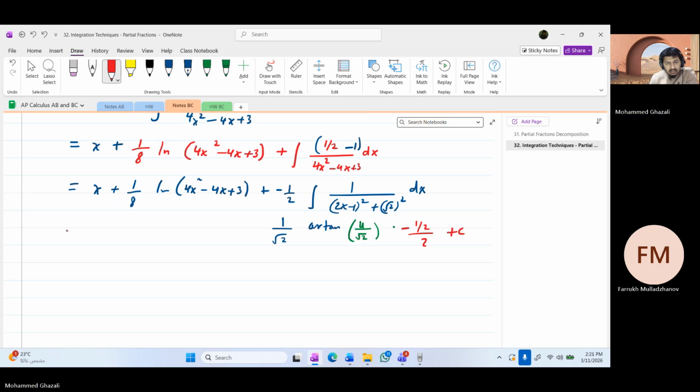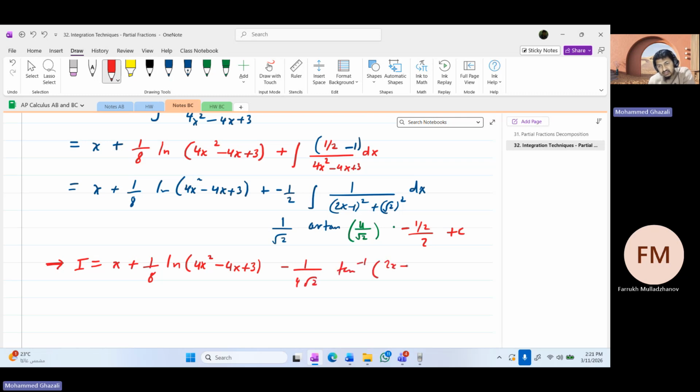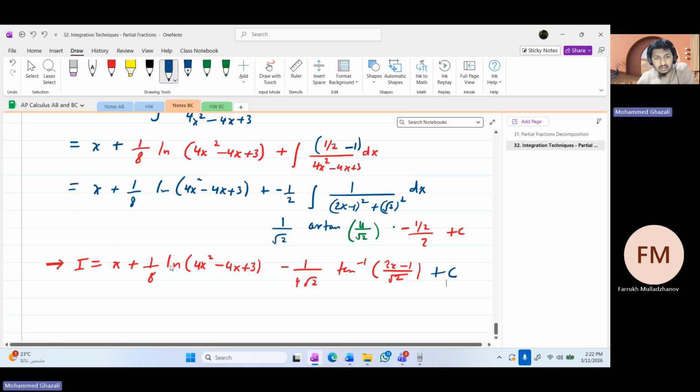Plus a c. So my final answer is x plus 1 over 8 ln 4x squared minus 4x plus 3, minus half, that'll be minus quarter, 1 over 4 root 2, tan inverse, what's x? That's 2x minus 1 over root 2 plus c. And that should be your final answer.